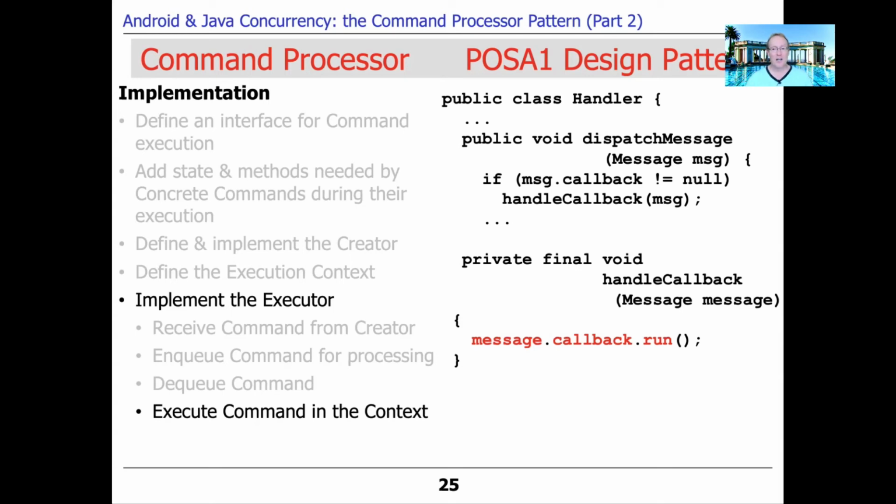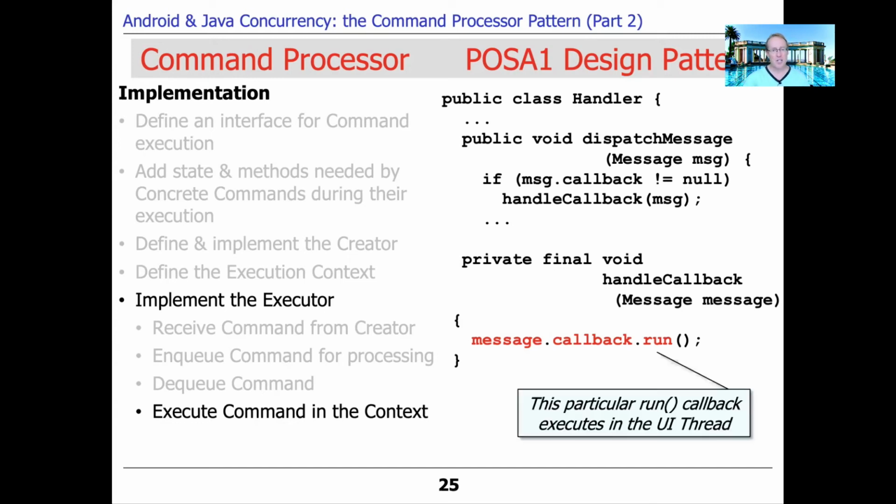of method calls. The good news, of course, is all of this code is hidden from you as a user of Android and its Haemer framework. I was just showing you how you could implement this framework if you were so inclined. So this particular run callback will, in fact, execute in the context of the user interface thread.